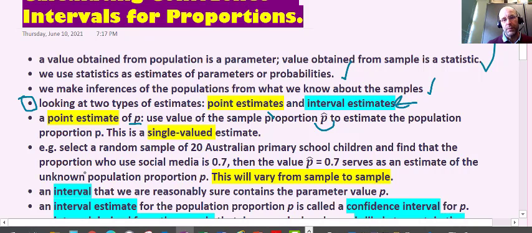The reason why is that if you select a random sample of 20 Australian school kids and find out what proportion regularly use social media, let's say it comes out as 0.7, p hat is 0.7. That is what we make inferences about for the whole population. The risk is that it varies from sample to sample, and we've seen that p hat indeed is a random variable.